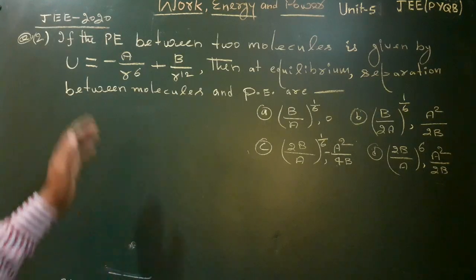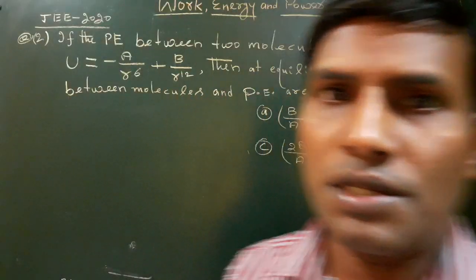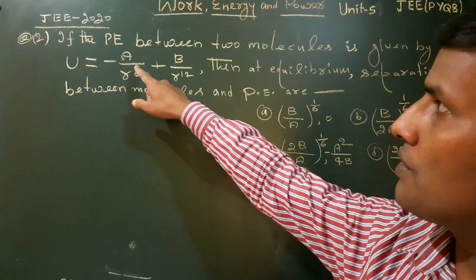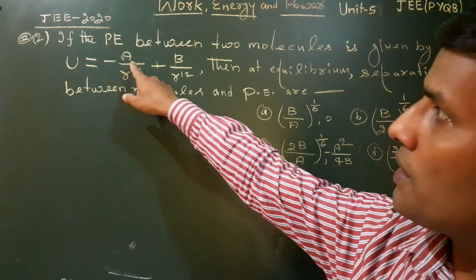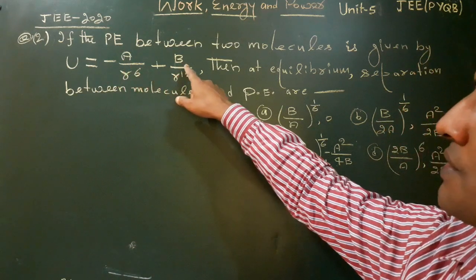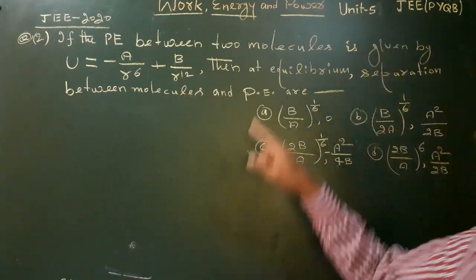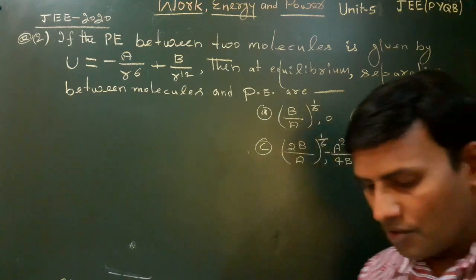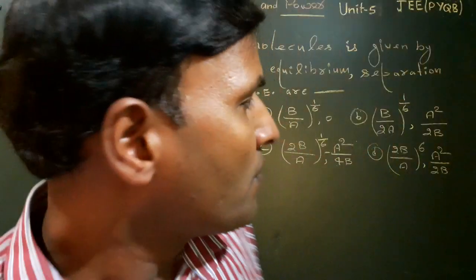This is question 2, JEE 2020. It has been asked in JEE 2020, and the potential energy is given between two molecules as minus A upon R to the power 6 plus B by R to the power 12. Then at the equilibrium separation between the molecules, we have to calculate the potential energy in this question.